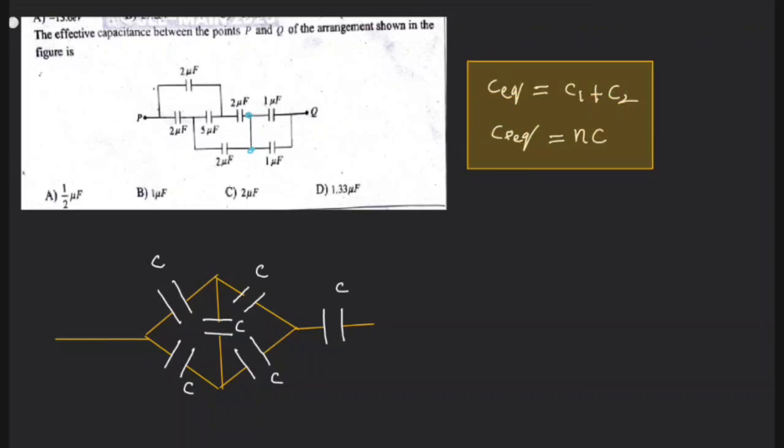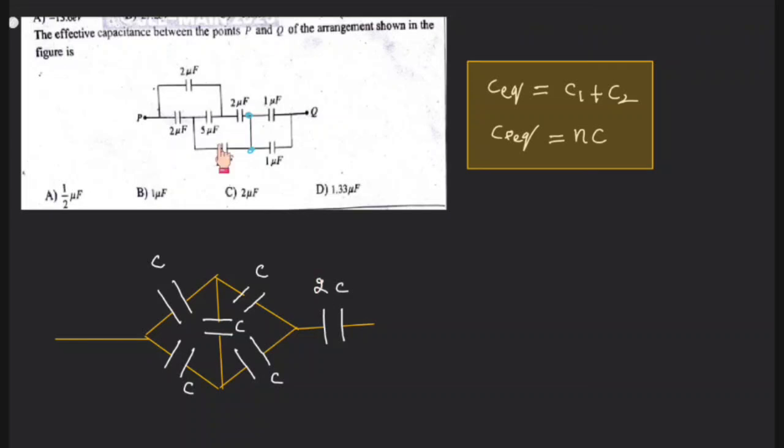If they both are in parallel, C equivalent is equal to C1 plus C2, right? If they are identical, you can write it as N into C. C equivalent is equal to N into C if they are identical. So just keep it also in your mind: C equivalent is C1 plus C2, and C equivalent is N into C. Therefore, if these two are added, that will be equal to 2C.